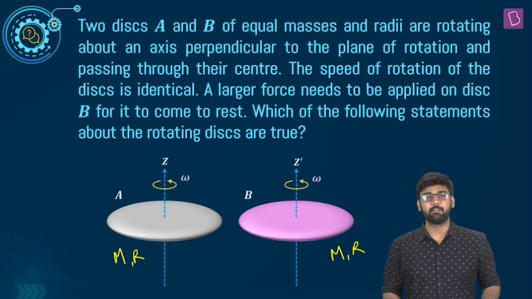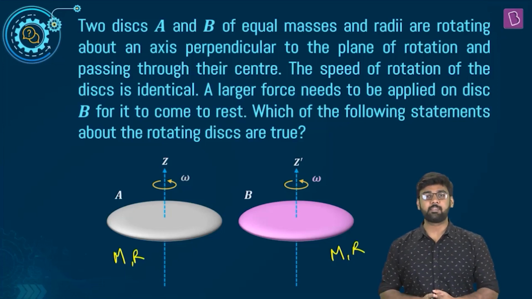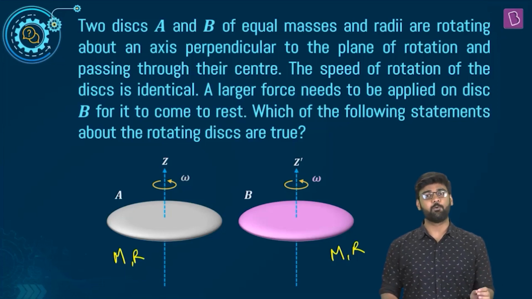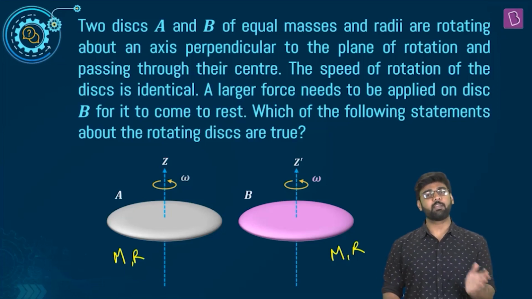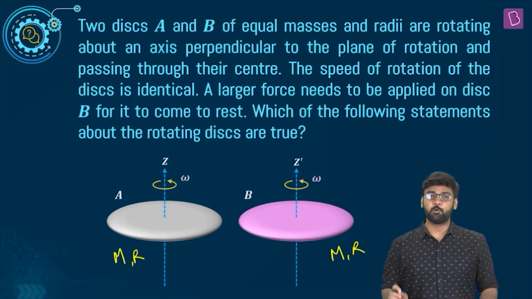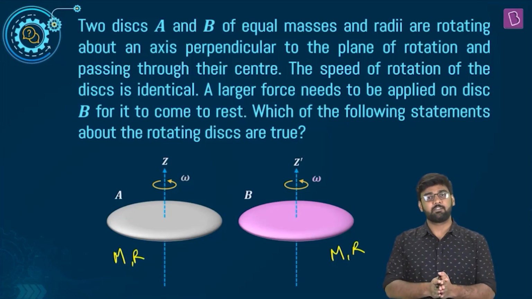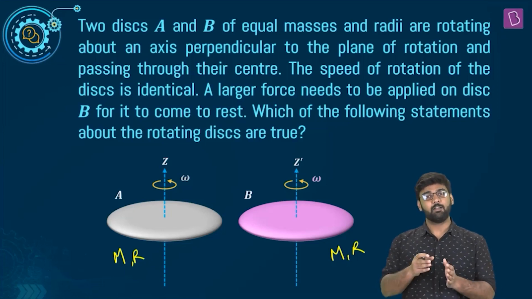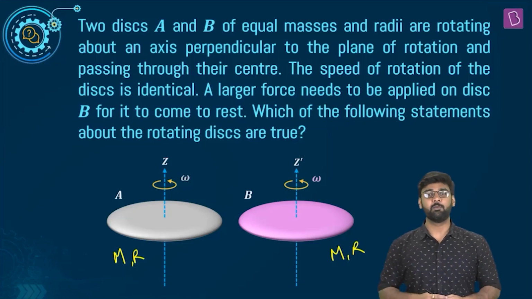And the third thing is the distribution of mass. So if the mass is same and radius is same, then definitely the distribution of mass should be different for these two bodies. Now for disk B, the force required is more. It means the moment of inertia is more. It means the mass is distributed away from the axis of rotation. If the distance between the mass and the axis of rotation is more, the moment of inertia will be more.